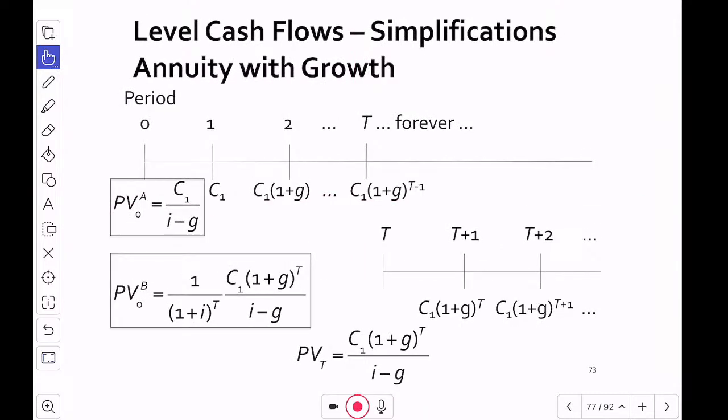So next class we'll talk about annuities with growth, which is the last formula on the formula sheet. But otherwise, you should know all the formulas on the formula sheet. You should do this review, do the exercises, and come with questions next week.